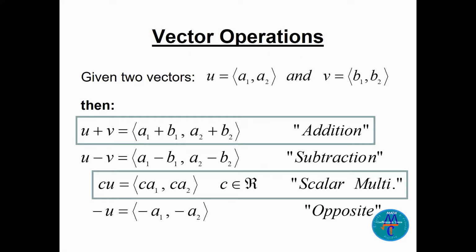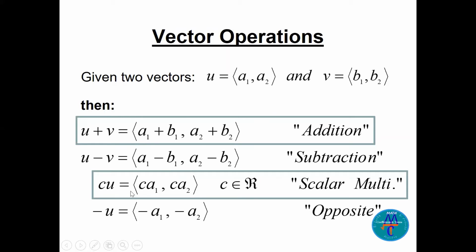Vector operations. We have two vectors, u and v. U is a1, a2, and v is b1, b2. We can add the vectors. See, these are the operations here. We can add the vectors, that's addition. We can subtract the vectors. So when you add them, you add the components, and when you subtract, you also subtract the components. Or we can multiply by a scalar.